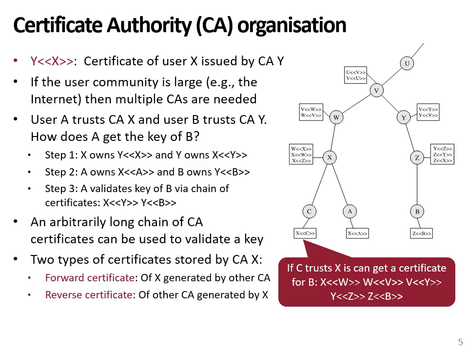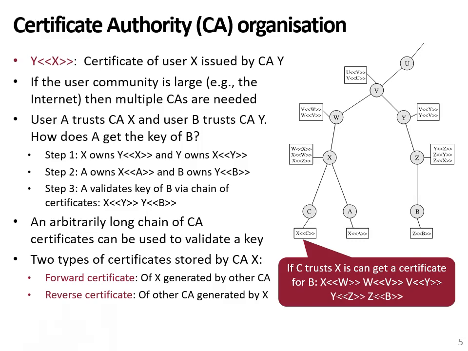And within this hierarchical structure, two types of certificates are stored by every certification authority. The first one are forward certificates. These are certificates generated by other certification authorities of X that show X to trust these certification authorities. The reverse certificates are certificates X has generated of other certification authorities. And by using these two types of certificates, a chain can always be created throughout this tree, a chain of trust.